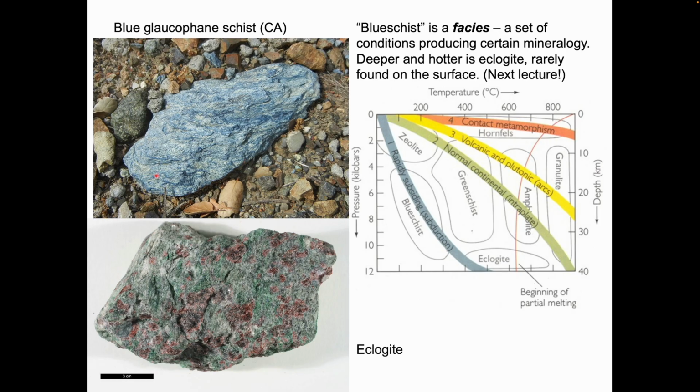On the left we see a blue schist. The blue color comes from the mineral glaucophane. And on the bottom left we have a very funky looking rock called eclogite. Very dense, very heavy, contains a lot of green minerals as well as these red minerals which are garnets.